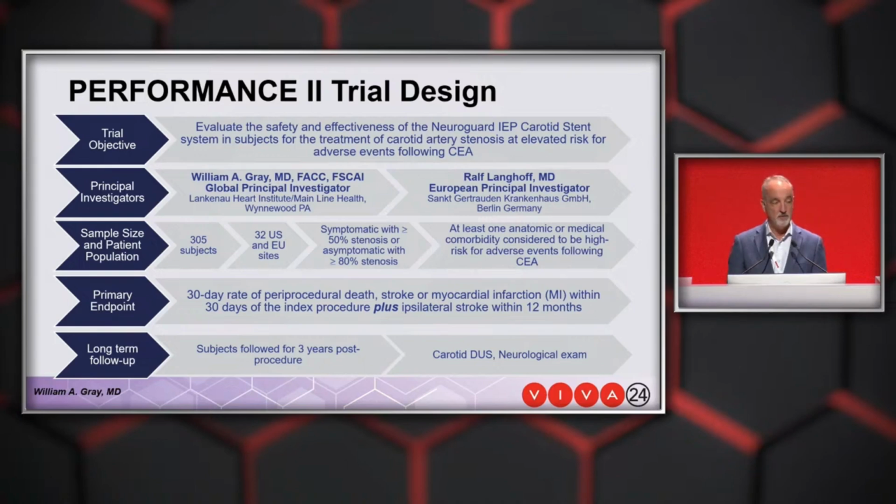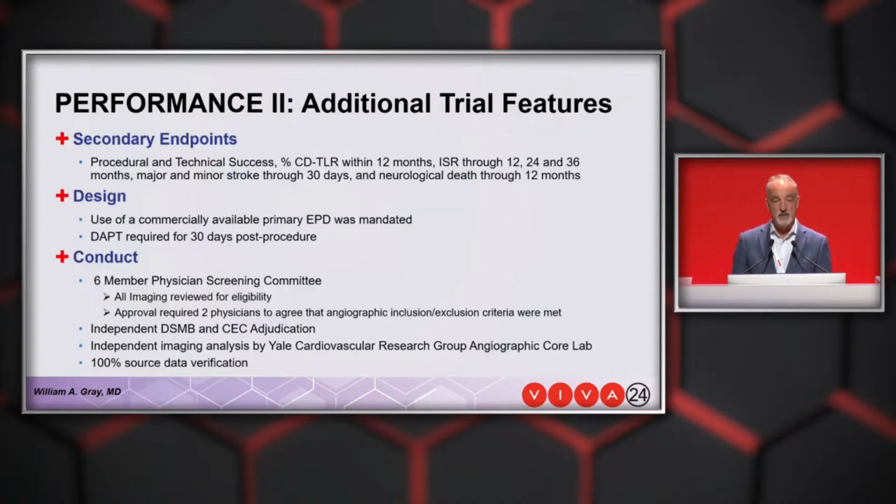The primary endpoint is typical for carotid studies, which is the 30-day rate of all stroke, death, and myocardial infarction, plus 31 days to 365 days ipsilateral stroke. Subjects were followed for 3 years, with carotid duplex and neurologic exam out to that time period. The secondary endpoints include clinically driven TLR and in-stent restenosis, all of which through 36 months, major and minor stroke differentiation through 30 days, and neurologic death out to 12 months.